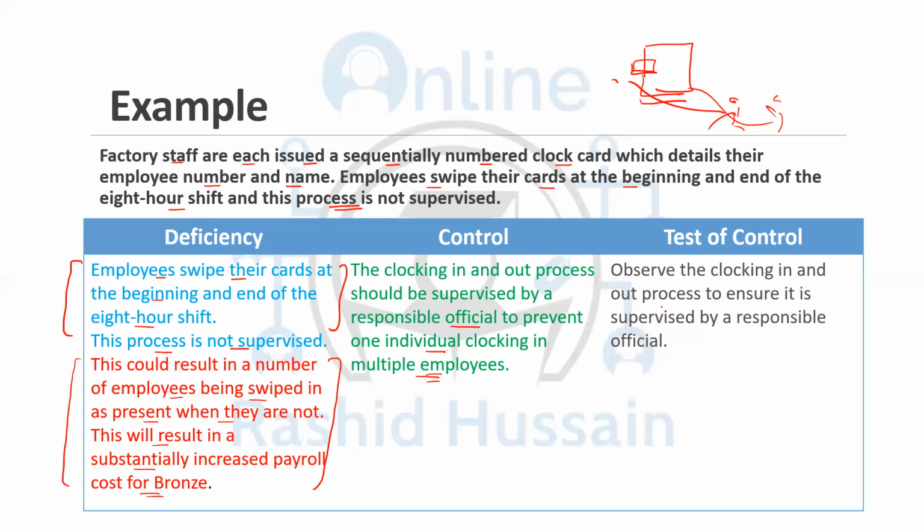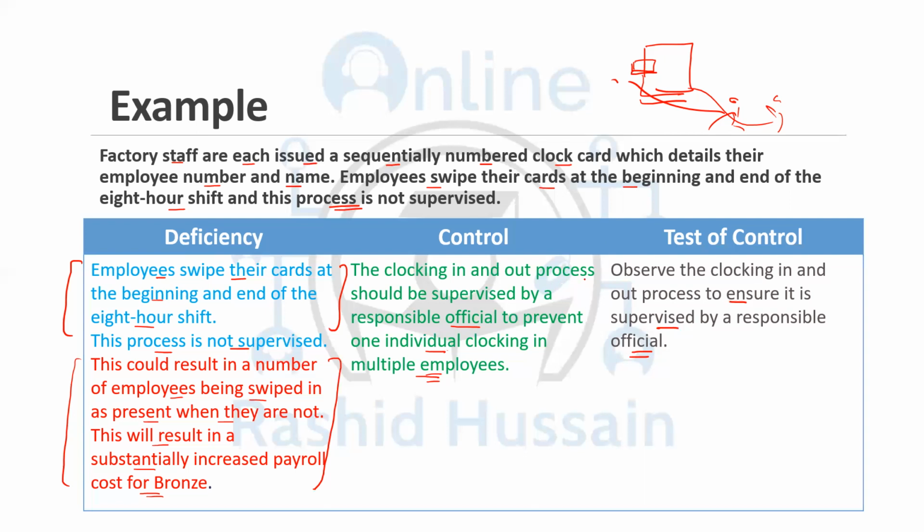So observe the clocking in and out process to ensure it is being supervised by a responsible official. Just go to the entrance gate and see whether an official person is deployed over there, who is supervising this process. That's it. If the system is operating effectively, then there would be a person over there who is checking this process. Then just go over there and see whether a person is doing that. That is the test of control. Test of control simply means testing the control activity.